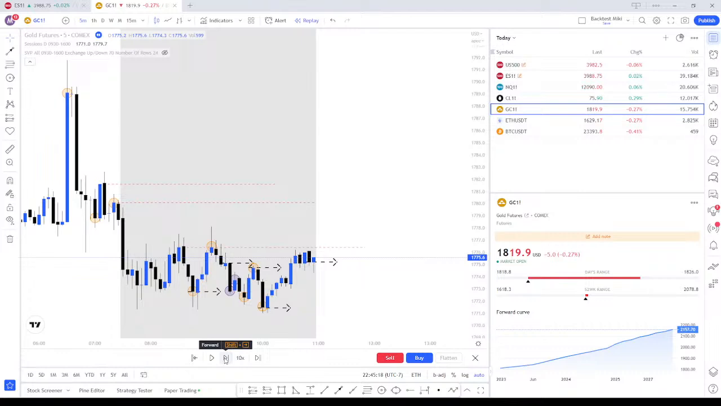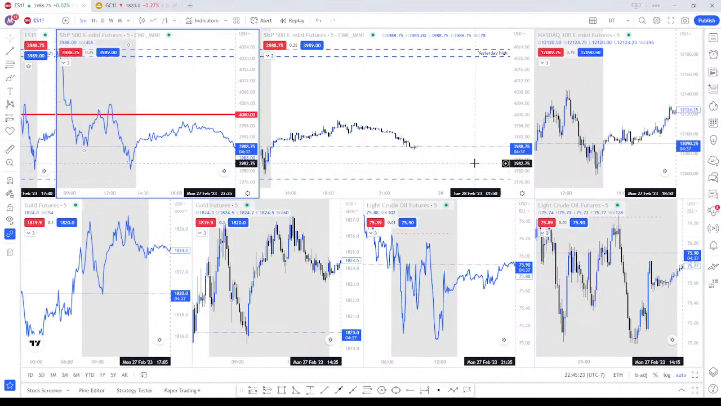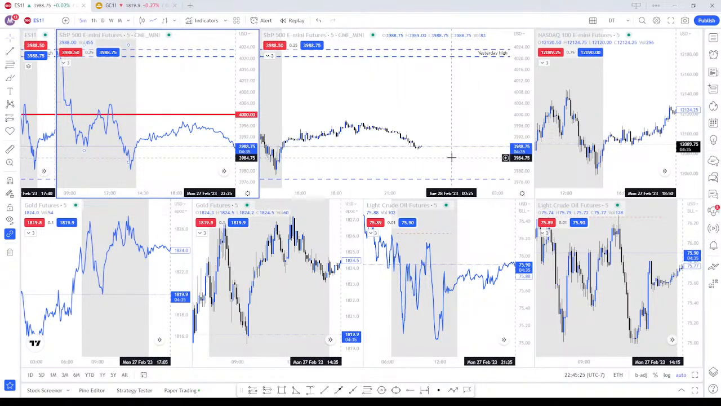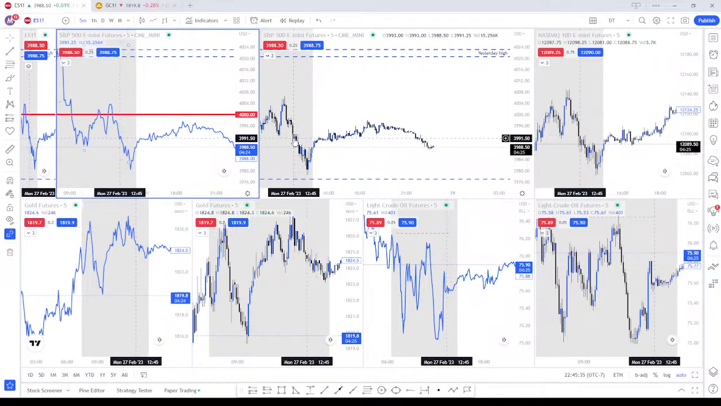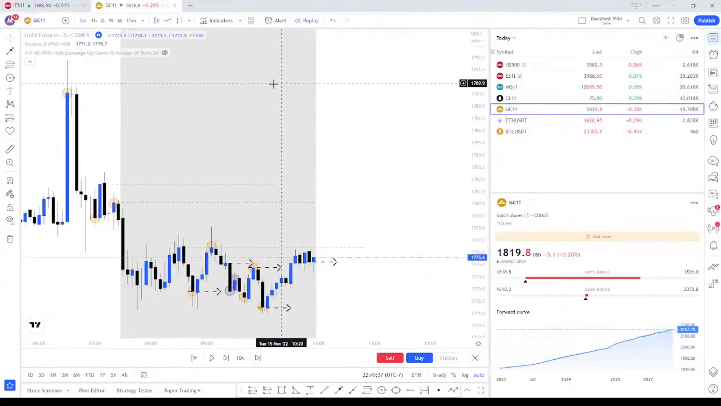ICT strategy called it London kill zone. That is cool. 50% off. I'm assuming 50% of the. Also, an indicator called London. Wow. Indicator called London kill zone.